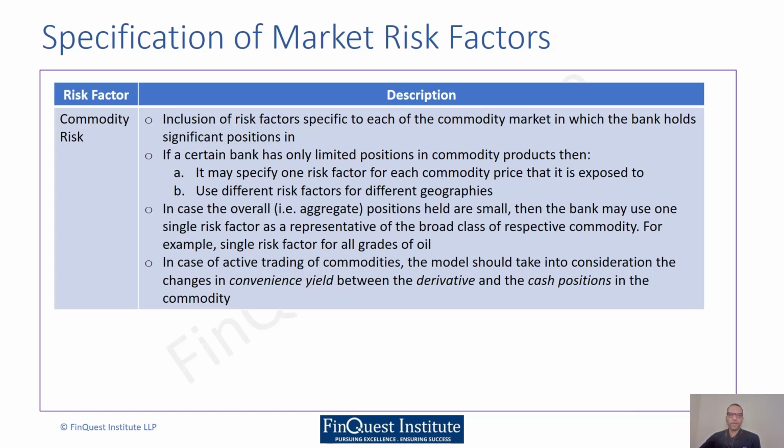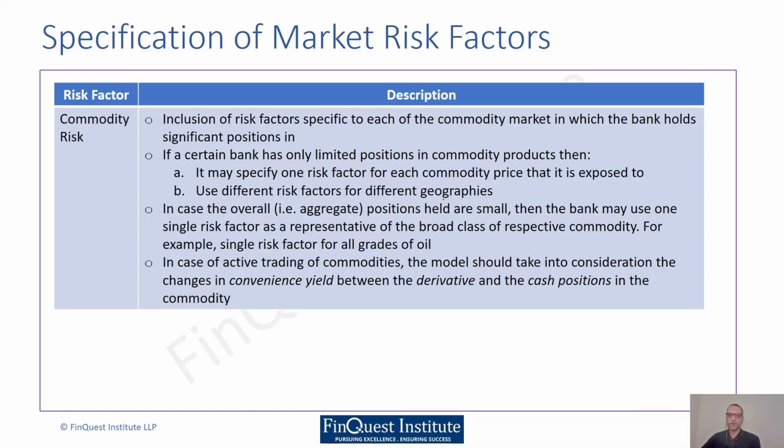For commodities, inclusion of risk factors specific to each commodity in which the bank holds positions. So the bank would be holding positions in, let's say, crude oil or maybe sugar, wheat, etc. Now, if a certain bank has only limited positions in commodity businesses, then it may specify one risk factor for each commodity price that it's exposed to. So, this is a reduced requirement on the number of risk factors required. But if the positions are limited, this is fair enough.